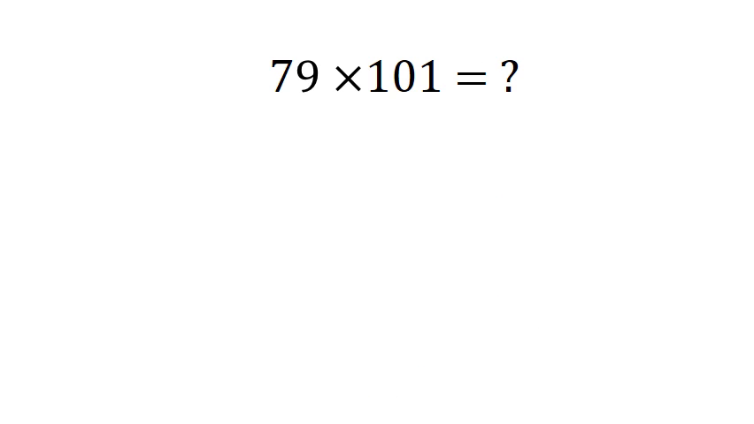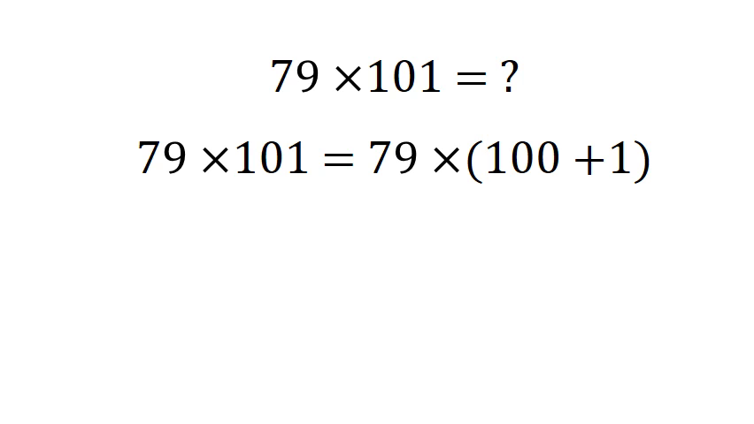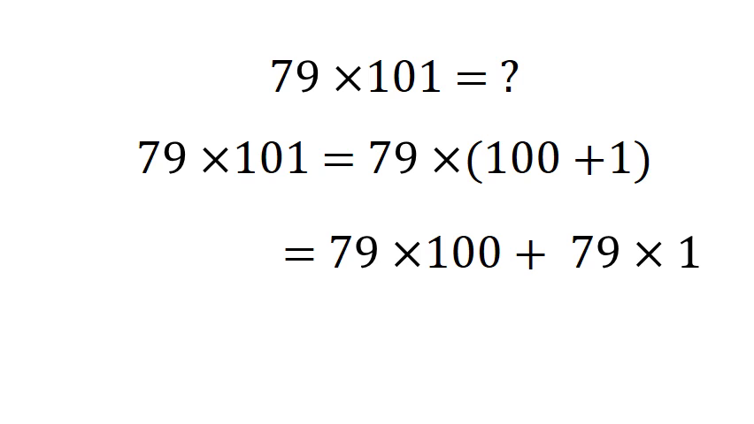Another example, look at this. For these two numbers, 79 multiplied by 101. Instead of writing 79 times 101, I will write 79 times (100 plus 1). 101 is nothing but 100 plus 1. So I will distribute 79 on the 100 and on the 1. So I will obtain 79 times 100 plus 79 times 1.